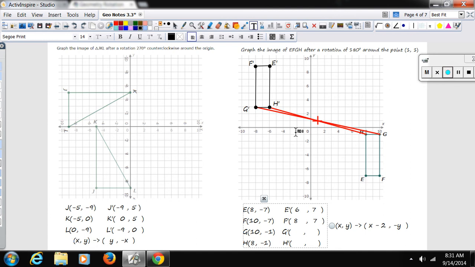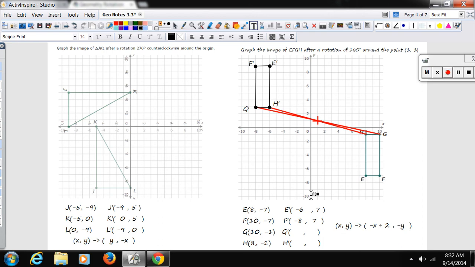Oh wait, I messed up. Sorry. This is -6, 7. Okay, there we go. -6, 7. So this would actually then be -8. Oops, -8, 7. Let's try that. So that's not going to be x minus 2 anymore. Sorry. It looks like it's going to be the opposite of x plus 2. So let's see if that actually works. Opposite of x plus 2.